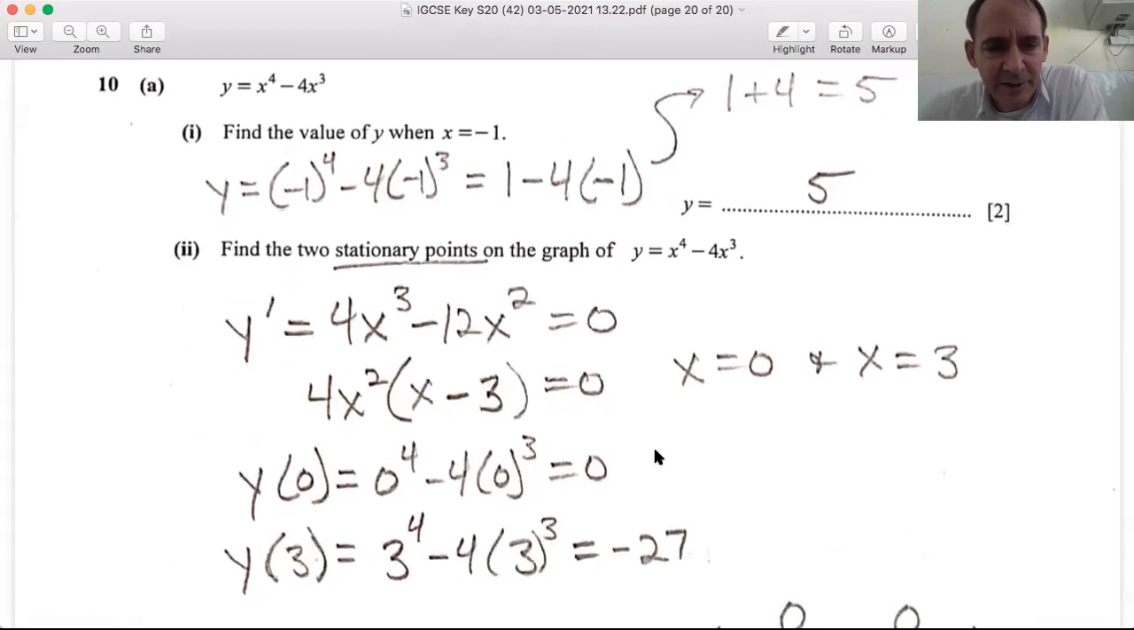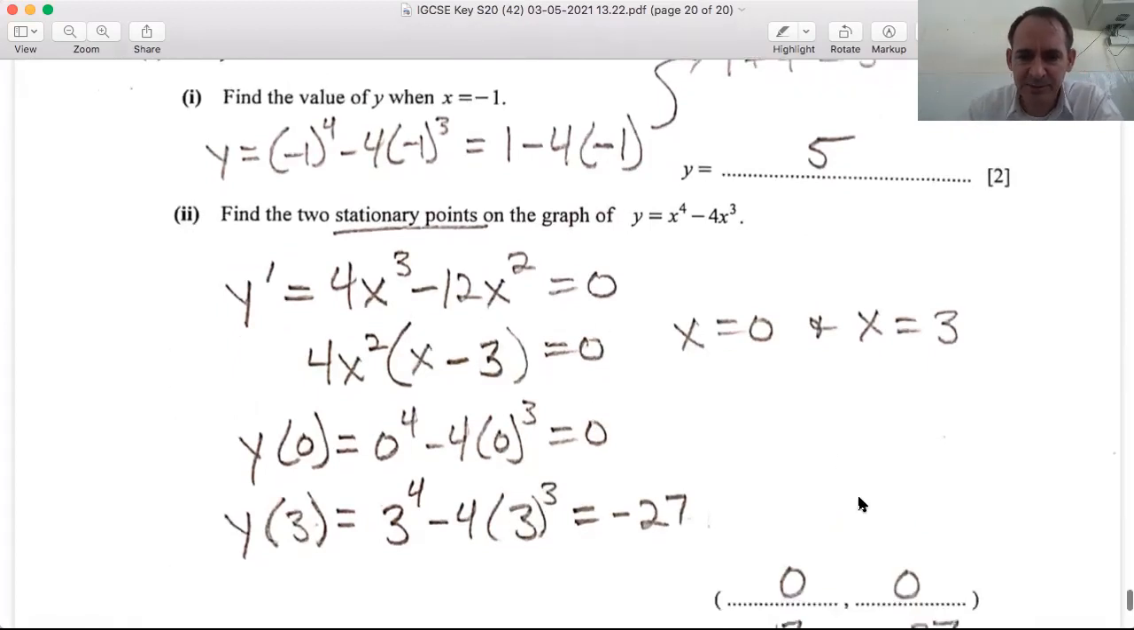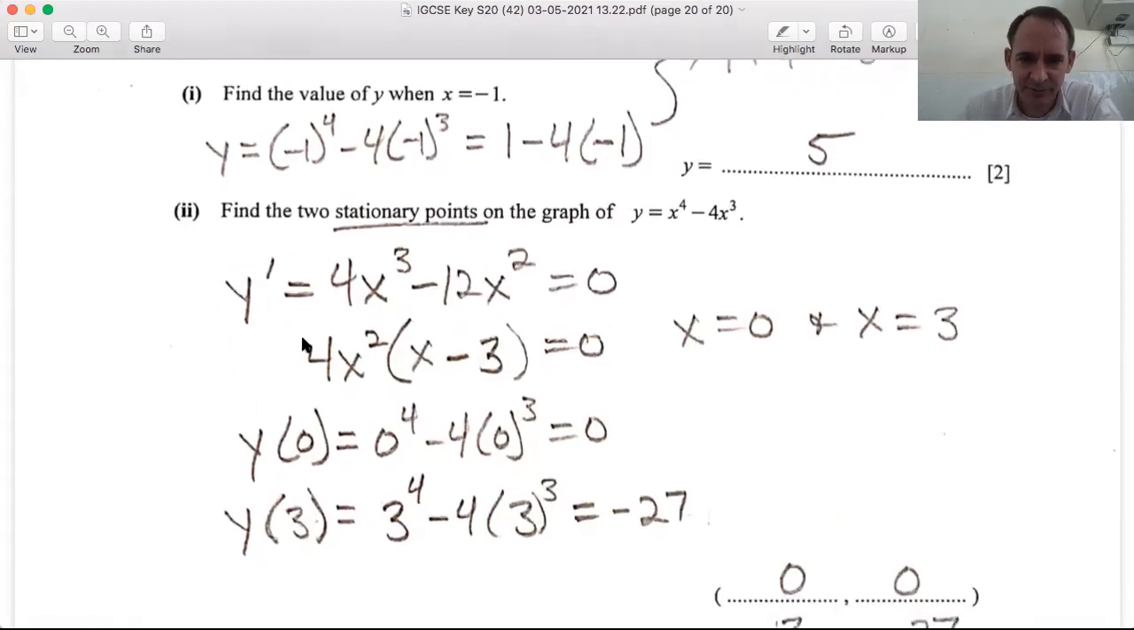Then find the two stationary points on the graph of y equals x to the 4th minus 4x cubed. So again, a stationary point is where you have a curve that is either a maximum or a minimum, and the slope at the maximum point or at the minimum point is a horizontal line, meaning the slope is 0 at those points. So to find the slope of an algebraic expression, we're going to use the first derivative.